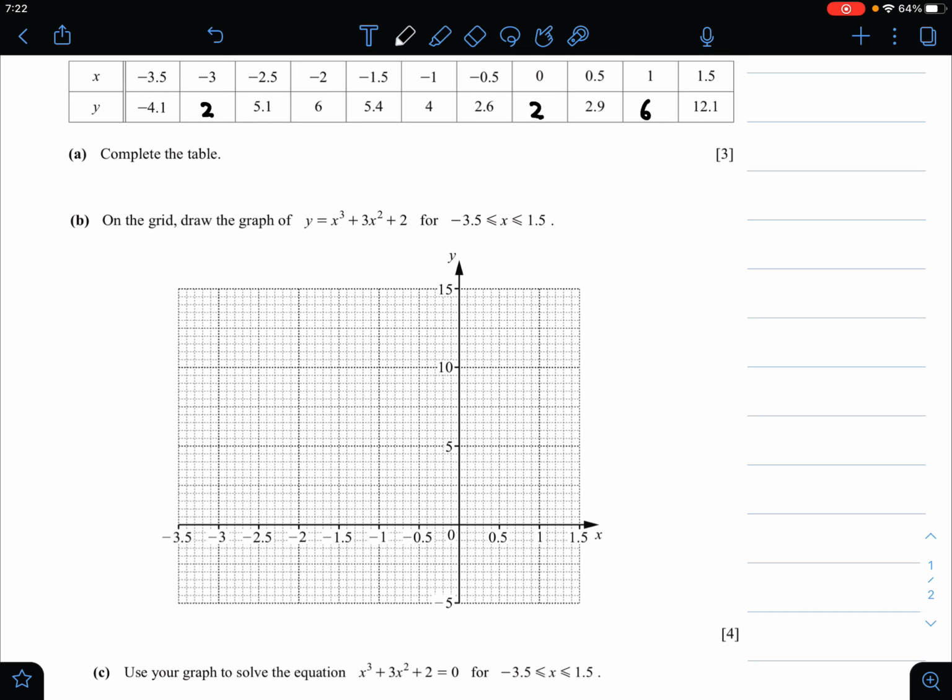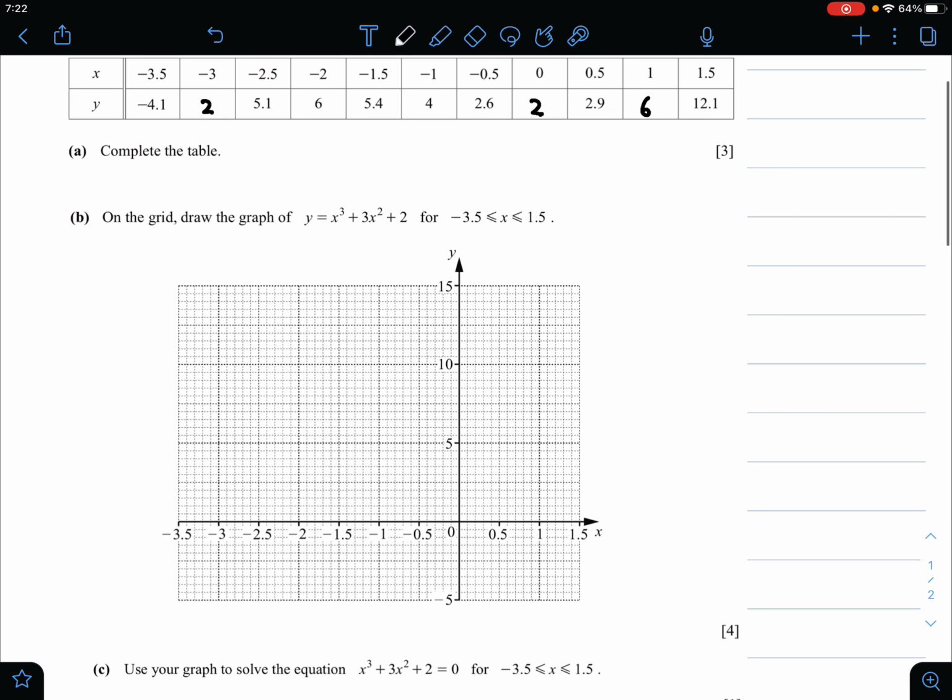So let's do that. We'll do that by plotting each point. So -3 comma 4.1, so that will come right here. -3 comma 2, that will come right here. -2.5 comma 5.1, that will come right here. -2 and 6, that will come right here. -1.5 and 5.4, that will come right here. -1 and 4, that will come right here.